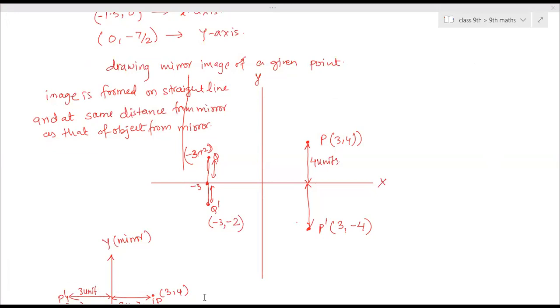Ma'am, in the first graph, X is the mirror, right? Yes, X is the mirror. In the second graph, Y is the mirror.